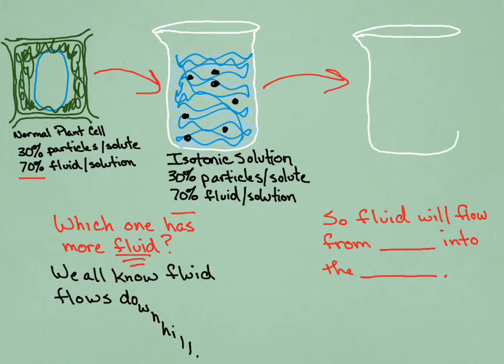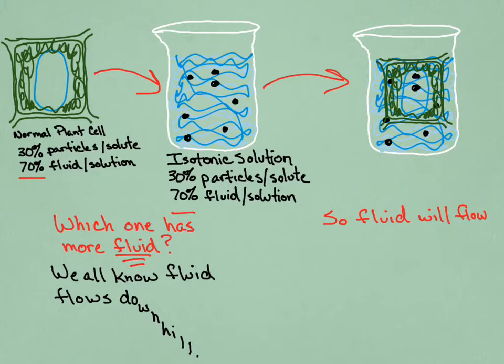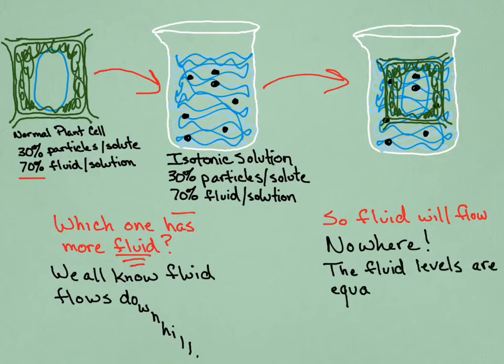Well, what happens is, if you place this plant cell into this beaker, because it is isotonic, absolutely nothing happens. The fluid flows nowhere. And that is because the fluid levels are equal both inside the cell and outside the cell. And that's what happens in an isotonic situation.